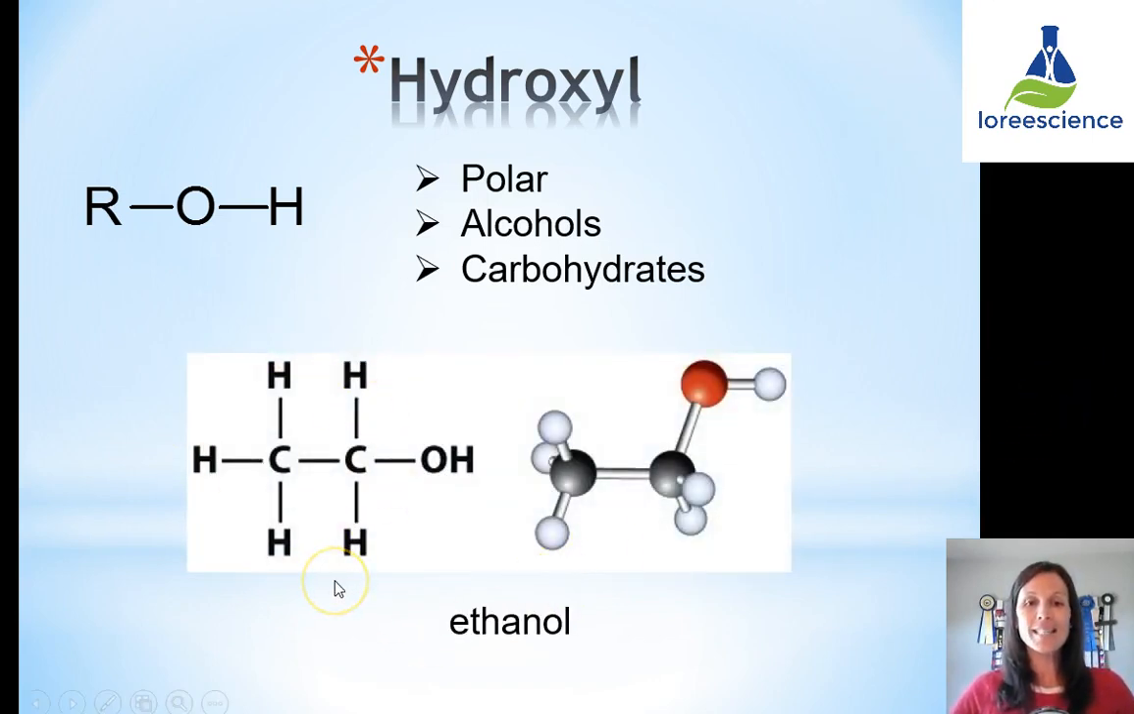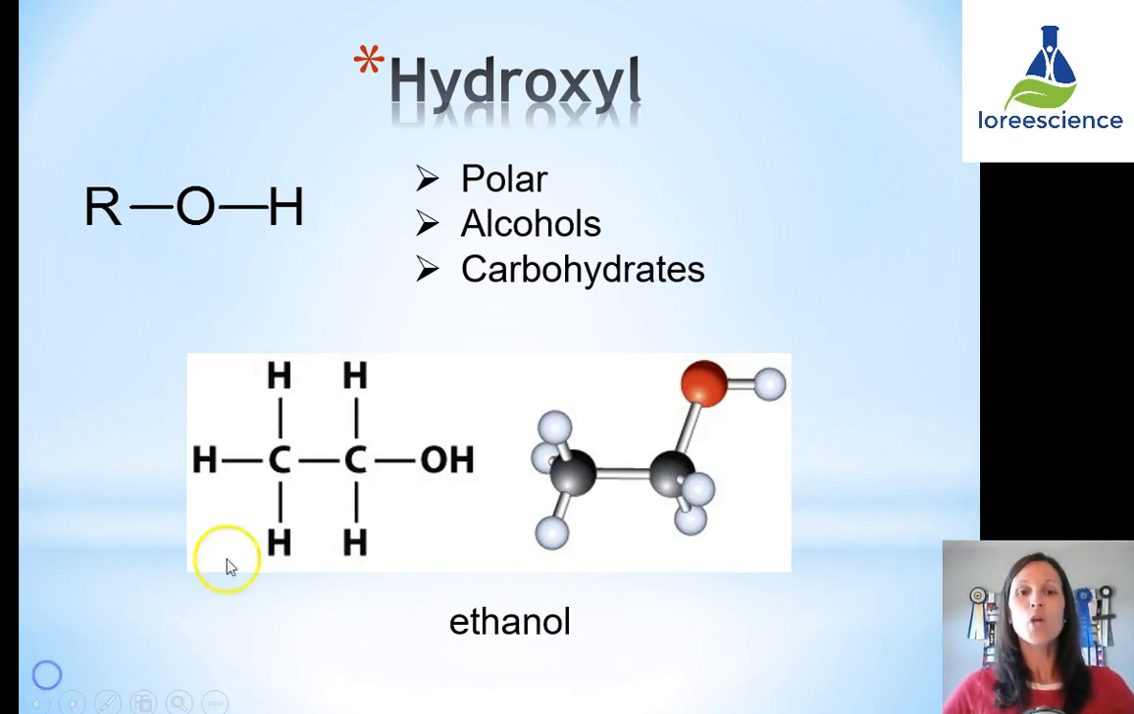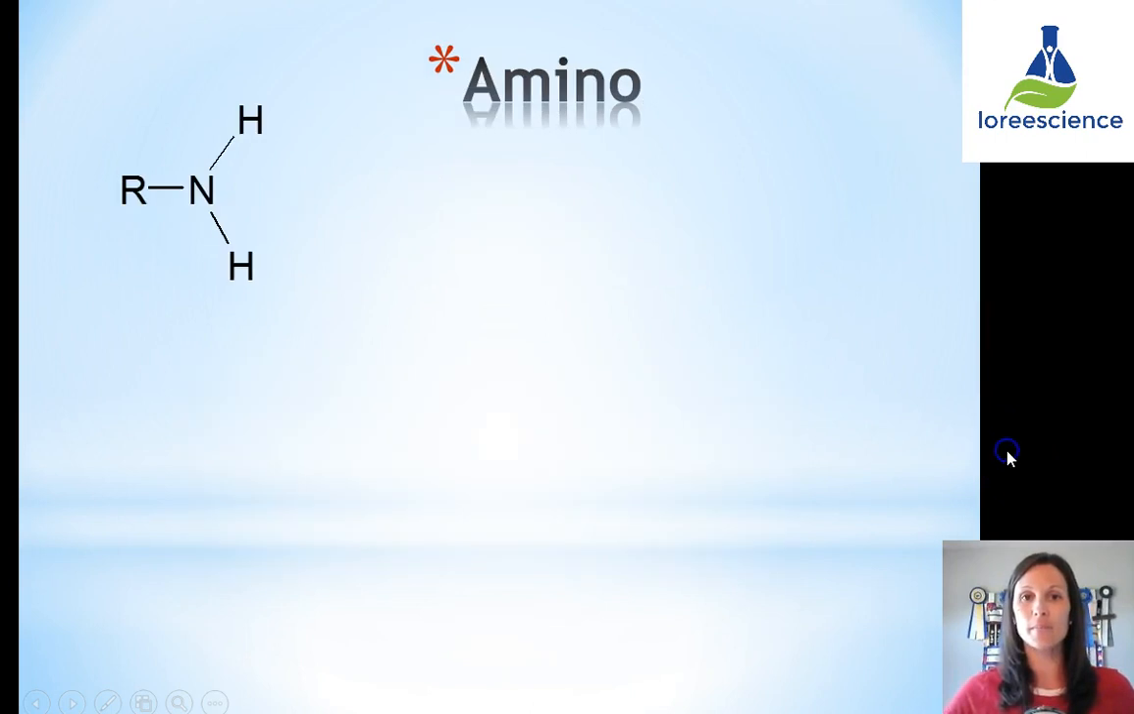A common example is ethanol. You notice this part is just carbons and hydrogens, then we have the hydroxyl group here on the end, which clearly makes it polar due to the structural asymmetry.